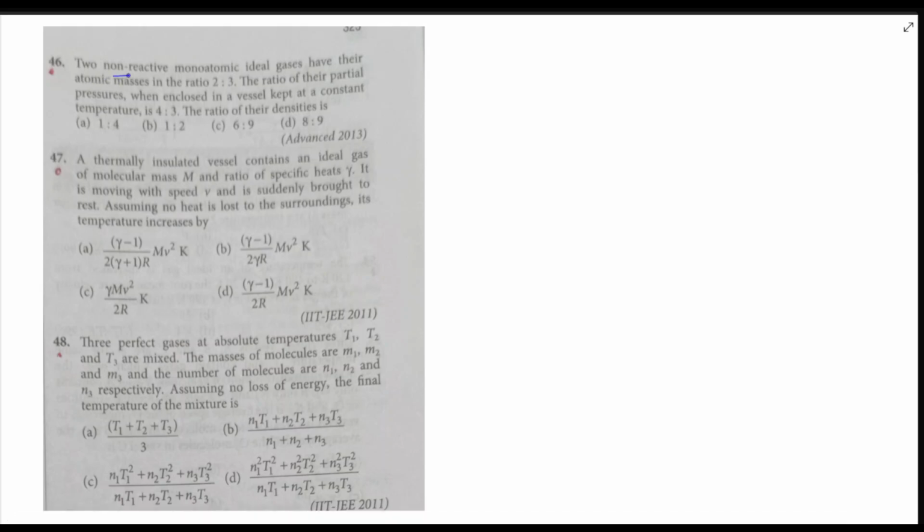Two non-reactive monoatomic ideal gases have their atomic masses in the ratio 2:3. So we will have M1 by M2 equals 2 by 3. The ratio of their partial pressures, at constant temperature, is P1 by P2 equals 4 by 3. And the ratio of the density is so simple.